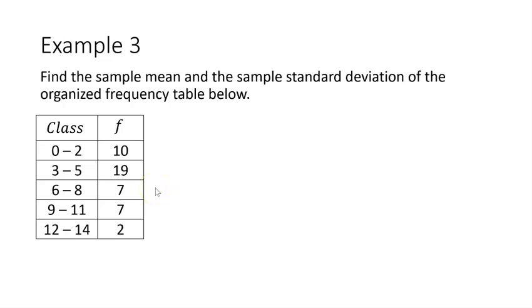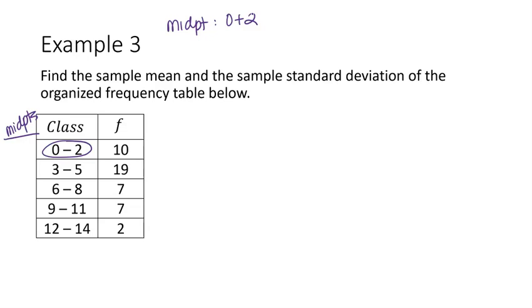For example 3, it wants us to find the sample mean and sample standard deviation of our frequency table. As a reminder, we can't do this until we have our midpoints, because that's what we're going to put into our first list as our data values. So let's go ahead and calculate the midpoint of our first class. To find the midpoint, you take the bottom 0 and the top 2, upper and lower limits, and divide by 2. So 2 plus 0 is 2. 2 divided by 2 is 1.